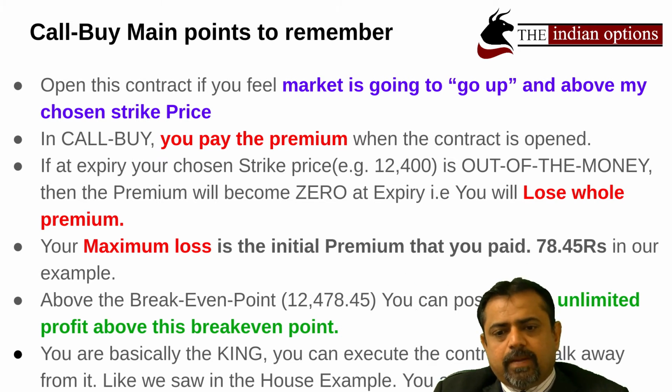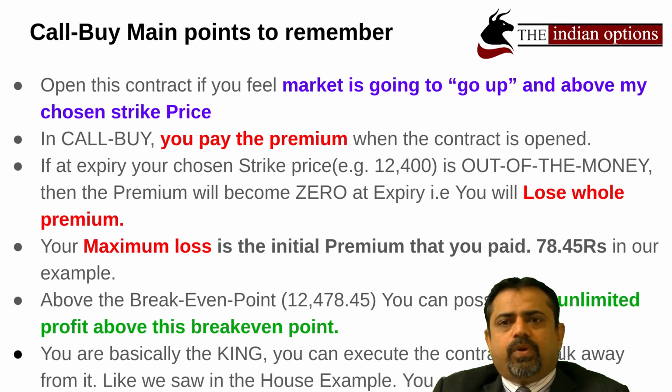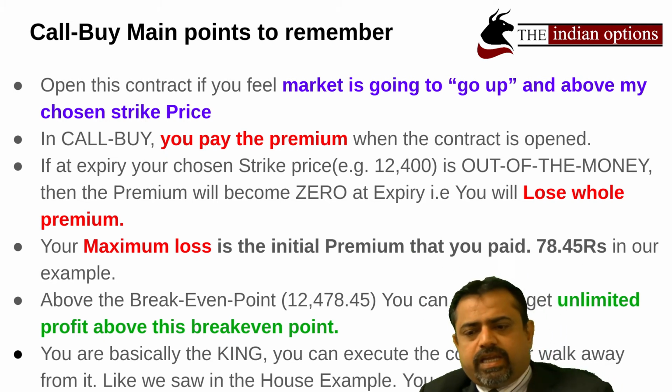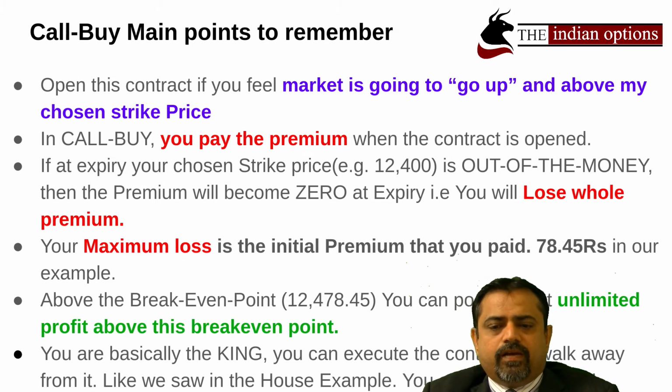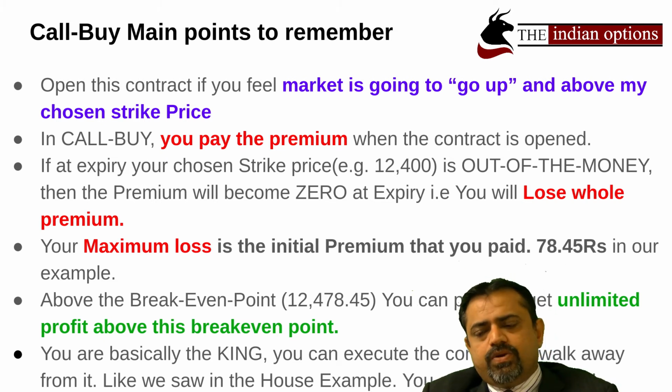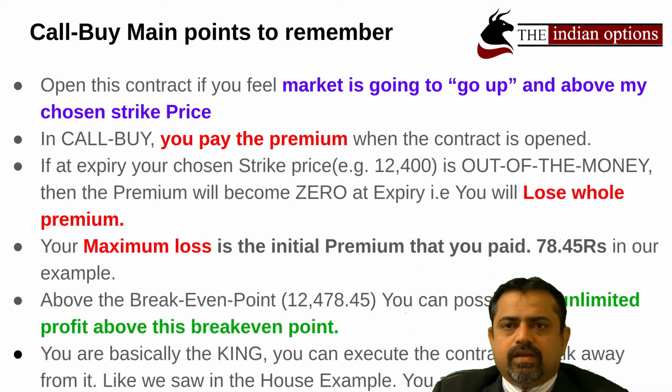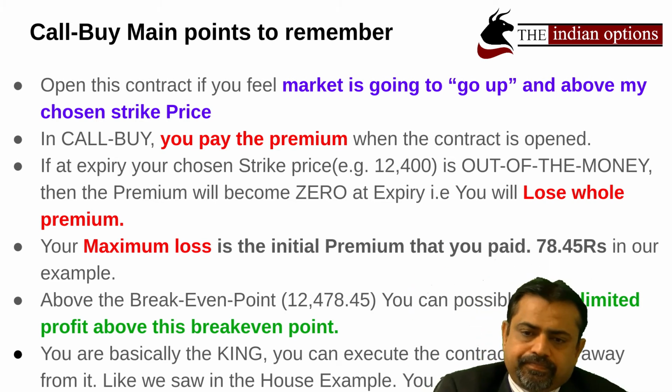Now, above the break-even point, that is 12,478 rupees and 45 paise, that is your break-even point. Anything above this is going to be your pure profit. Now, you are basically king and you can execute the contract or walk away from it. Like we saw in the house example, you are a house buyer. Here, you are a call buyer.